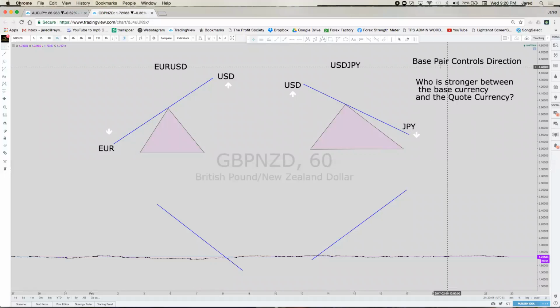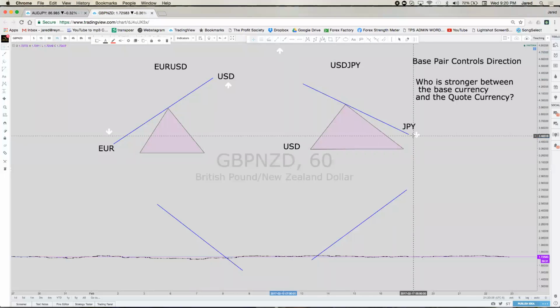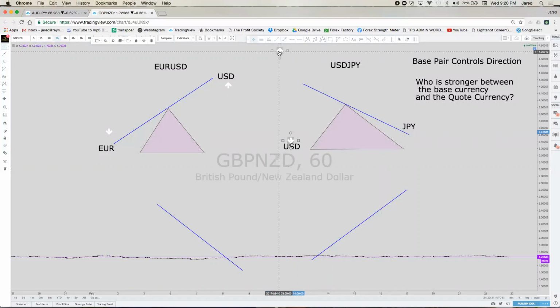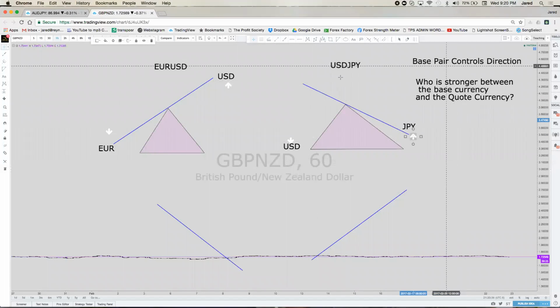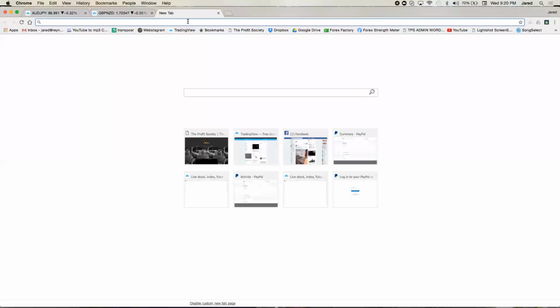All right, for sure. So the main points to clear from here before we go into the next part: base currency controls the direction. Whatever currency is in front, you see, is it stronger or weaker than the quote currency? If it's stronger than the currency on the backside, the pair is going to go up. If it is weaker than the currency on the backside, it is going to go down. All right. And that is all for this. Now let's go into pair correlation. I'll pull up this chart.